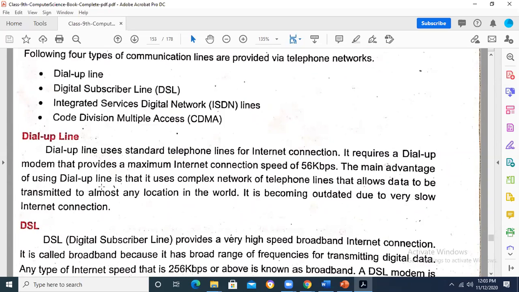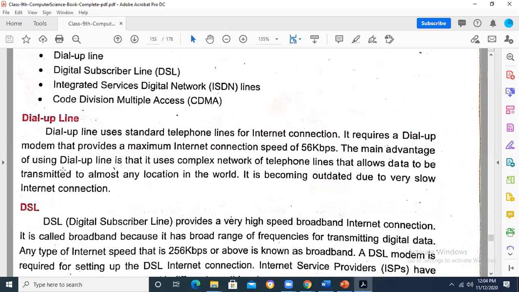The main advantage of using a dial-up line is that it uses a complex network of telephone lines that allows data to be transmitted to almost any location in the world. It is becoming outdated due to very low speed. Now you can see this thing is very important. As I had told you, this is now obsolete. We have modern technologies available. We have wireless communication systems, 5G technology, Wi-Fi systems, fiber optic lines, even broadband lines, and multiple options that we are using.